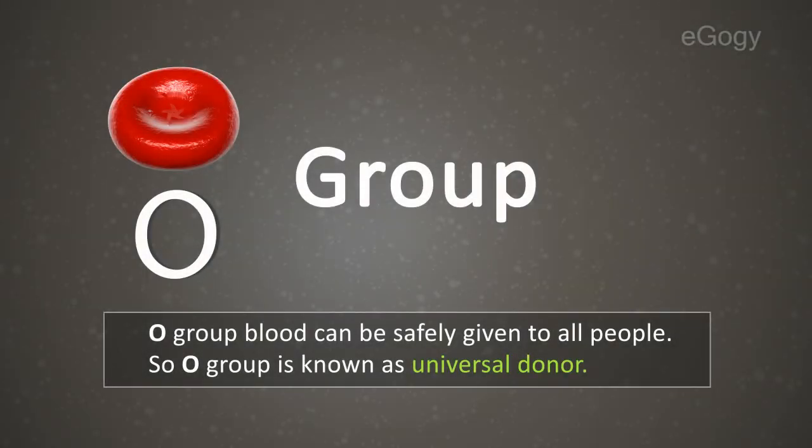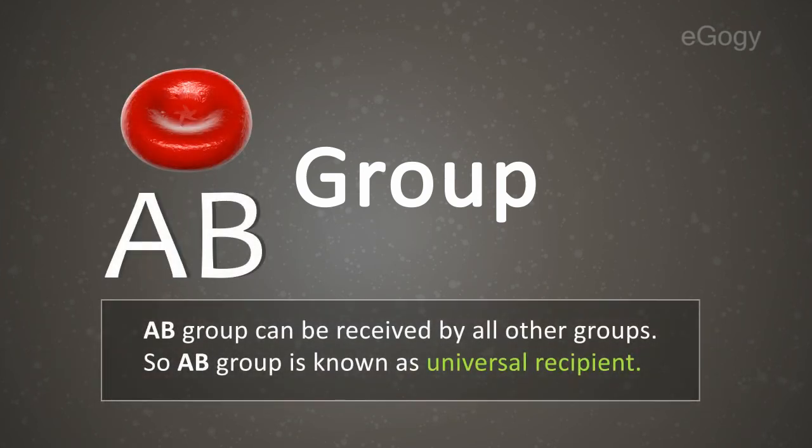O group blood can be safely given to all people. So O group is known as universal donor. AB group can be received by all other groups. So AB group is known as universal recipient.